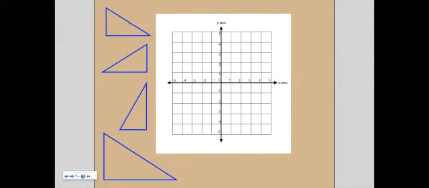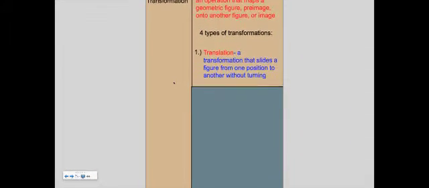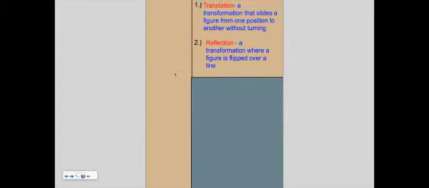Okay? Now let's go to the second form. So the first one's a translation. The second type of transformation we're going to talk about is called a reflection. Okay, and a reflection is a transformation where a figure is flipped over a line. That line could be the x-axis, it could be the y-axis, it could be just one of the lines on the coordinate plane, but it's some sort of transformation where a figure is flipped over a line.